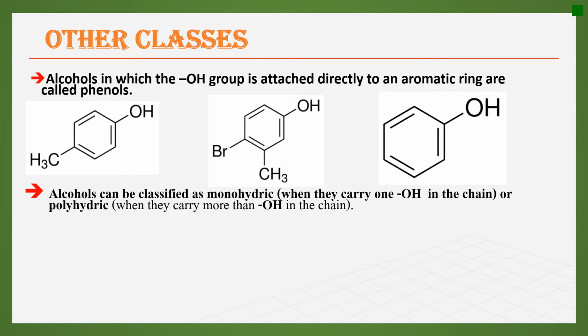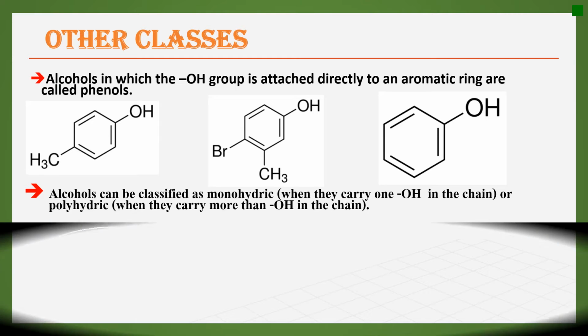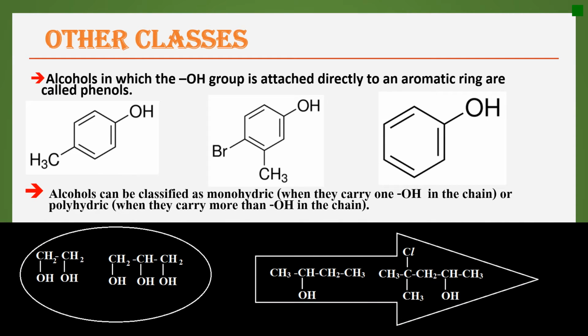Alcohols can be classified as monohydric when they carry one OH in the chain, or polyhydric or polyols when they carry more than one OH in the chain. Here we have examples. The examples on the left side are polyols because one has 2 OH groups, another has 3 OH groups. And the alcohols on the right side are monohydric alcohols because each one contains only one OH group in the chain.